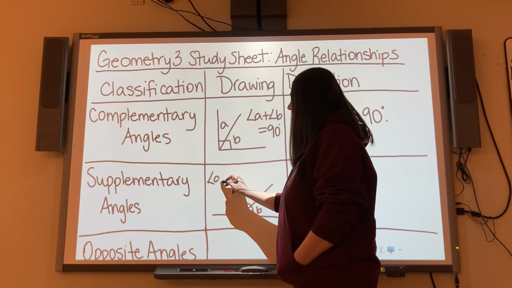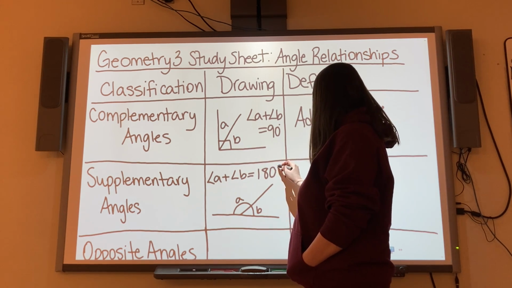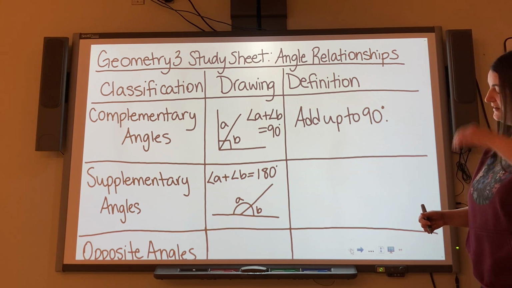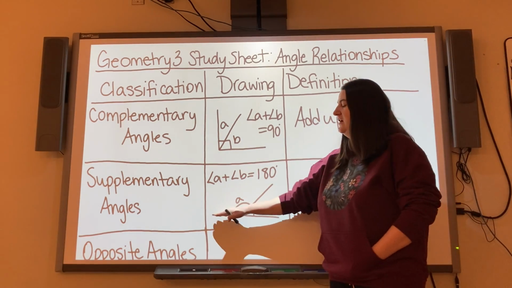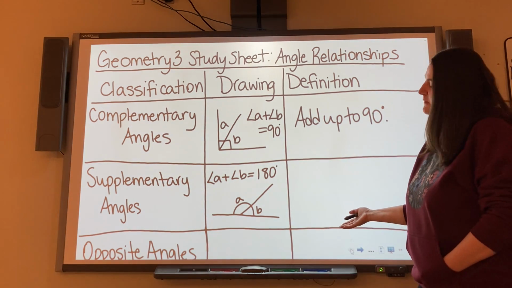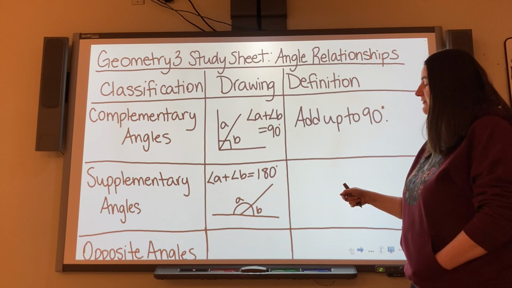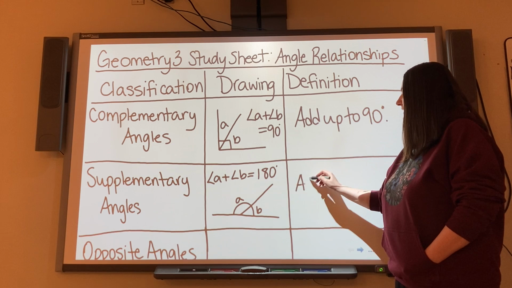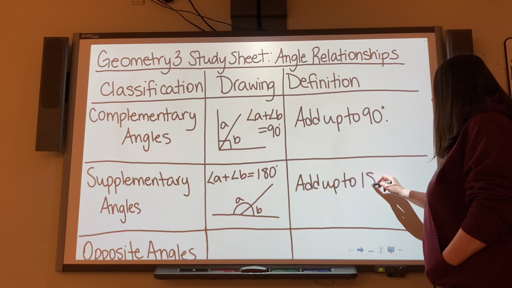So angle A plus angle B add up to 180 degrees. Whenever you've got a straight line and it's split up into angles, you know that a straight line is always 180. It doesn't really matter how many angles it's split up into, they will always add up to that straight line of 180. So supplementary angles, that's what they're called, and they add up to 180.